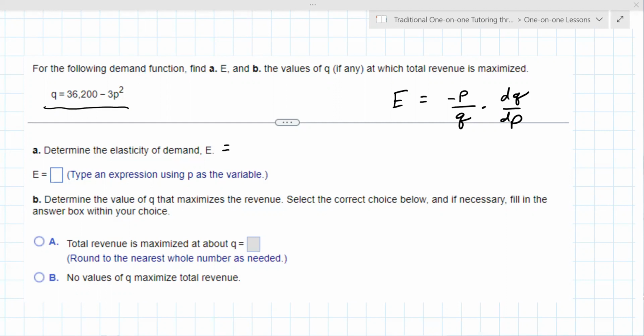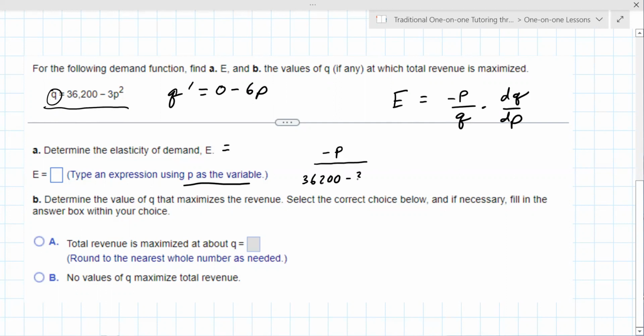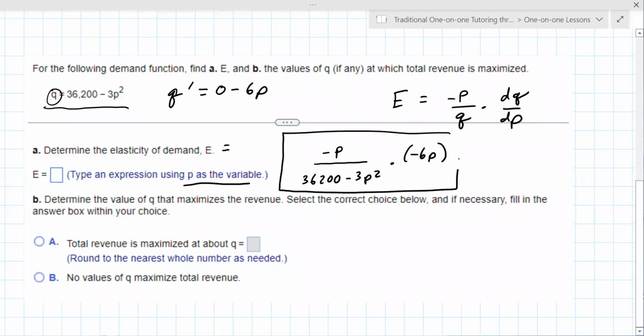So P is your variable. In terms of this, you're going to keep the minus P, your Q is given, and then you have to take a derivative of this thing right here. So that's using the power rule. The derivative of the first one is 0, minus 6P. And so you really need three things. Your expression for elasticity of demand is minus P divided by 36,200 minus 3P squared, times minus 6P. So this is what goes in that first box there.